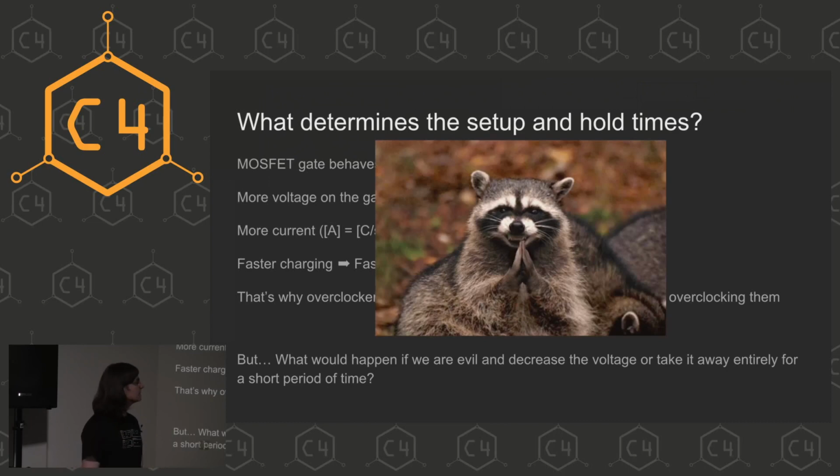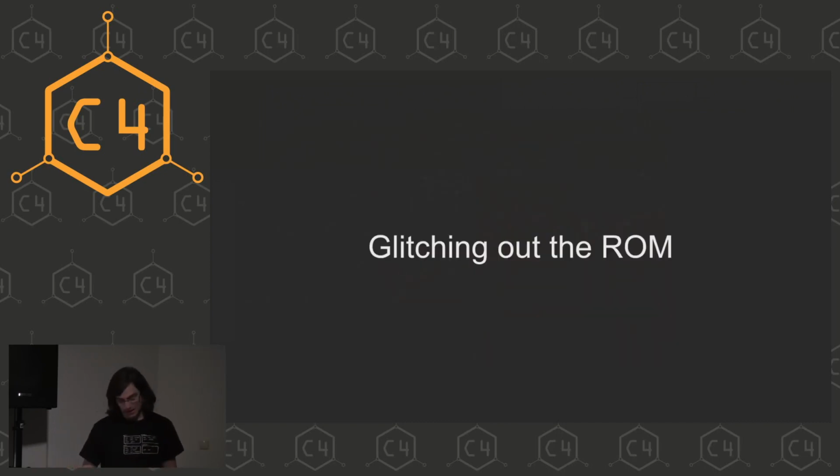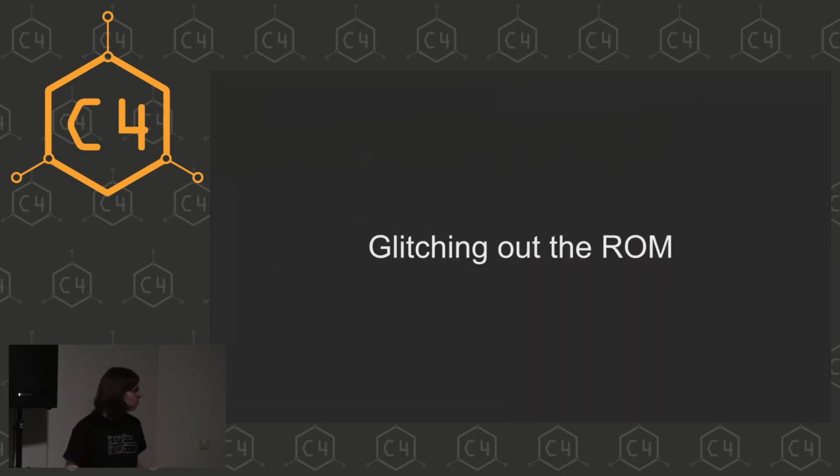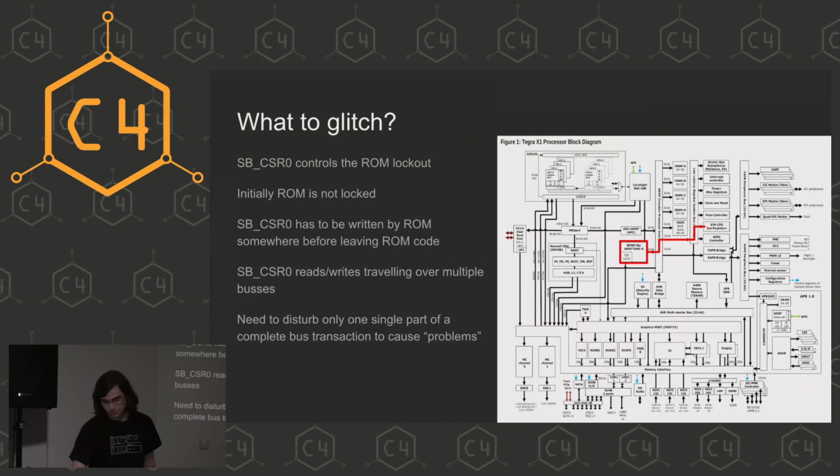But what would happen if we, on purpose, decrease the voltage instead of increasing it, like overclockers do, to violate these setup and hold times? Things will break. So we get a so-called glitch. So the logic circuit will not do anymore what it's expected to do. We just need to do it right to get the effect that we want.